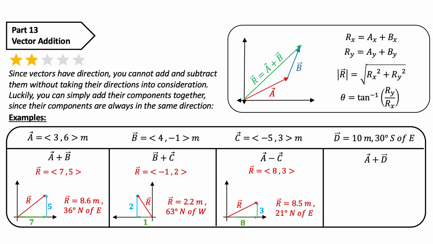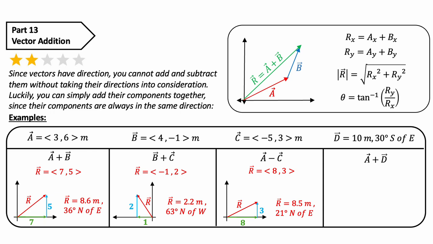And then lastly, the most tricky one is when we come across wanting to add vectors where we only have the magnitude. If we have A plus D, how do I add vector A with vector D if I don't know what the components of D are? Well, we're not given the components of D, but luckily we know how to find the components of D by following the steps outlined in part 11.